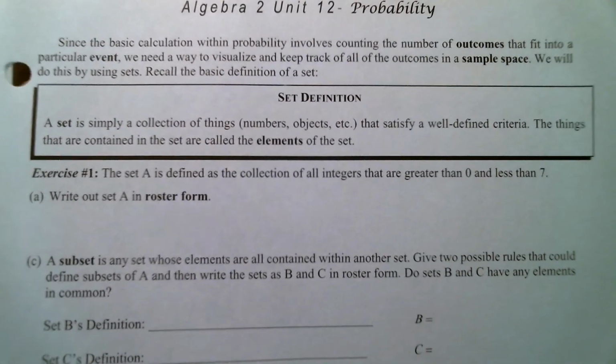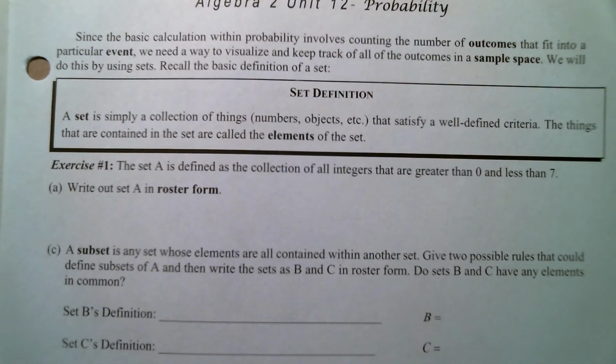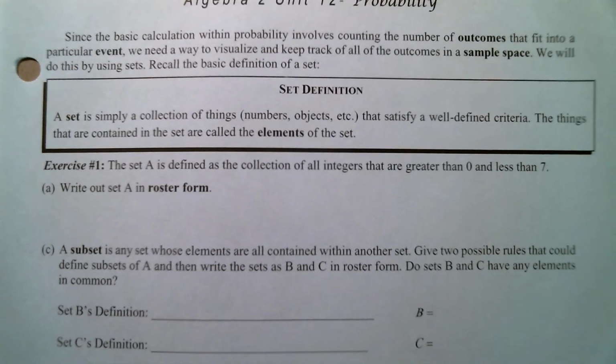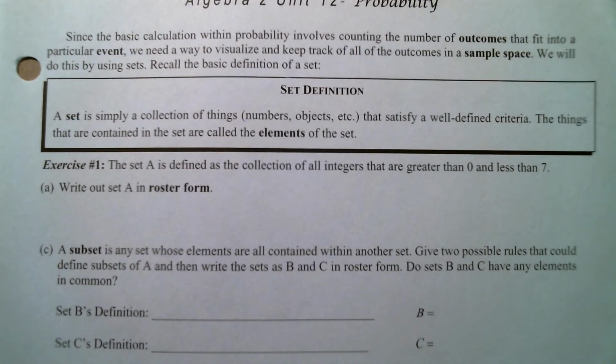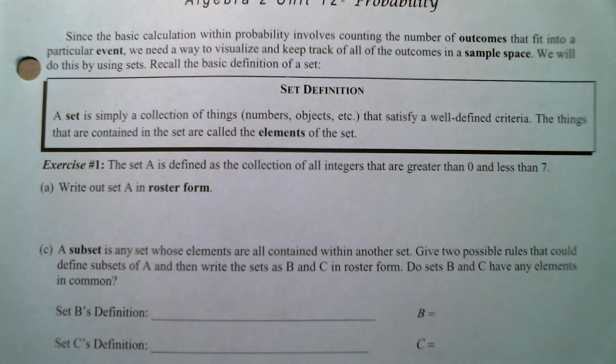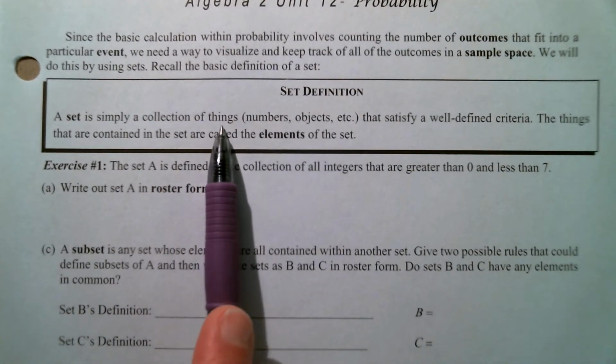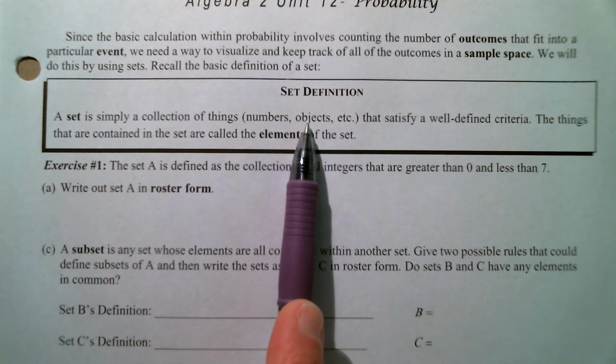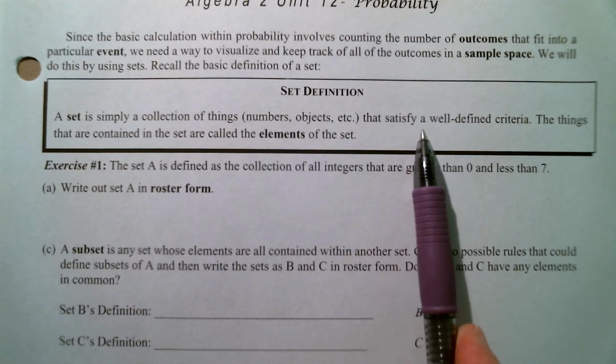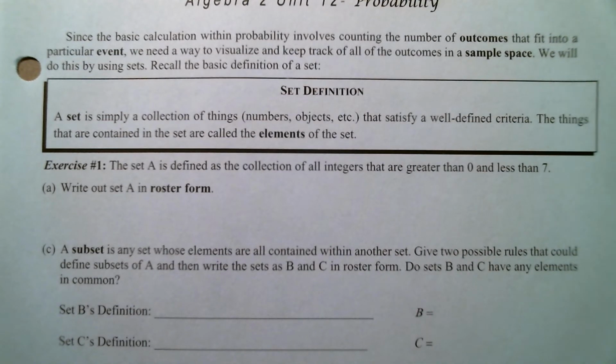Okay, now we're looking at set definition. Since the basic calculation within probability involves counting the number of outcomes that fit into a particular event, we need a way to visualize and keep track of all the outcomes in a sample space. We'll do this by using sets. Recall our basic definition of a set. It's simply a collection of things, numbers, objects, that satisfy a well-defined criteria. The things that are contained in a set are called the elements of the set.